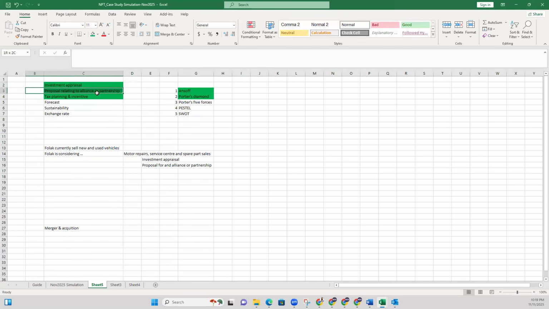Some people can choose to pick alliance or partnership, right? But everyone should work on tax planning, right? If you have time, you can do the three, but you don't need to. Your time starts tonight and you are submitting around this time tomorrow. So pick one of these, deal with it, and then also work on the tax incentive.